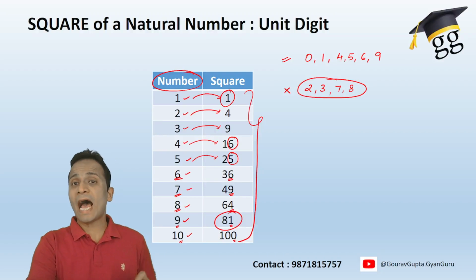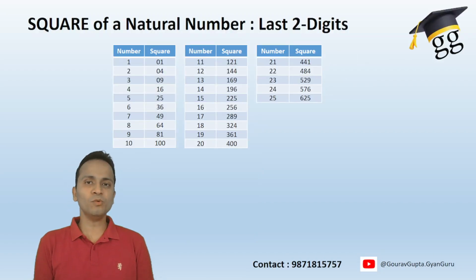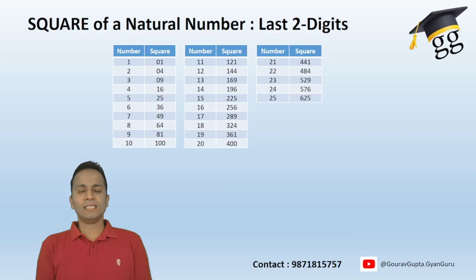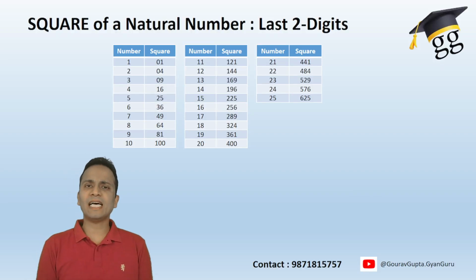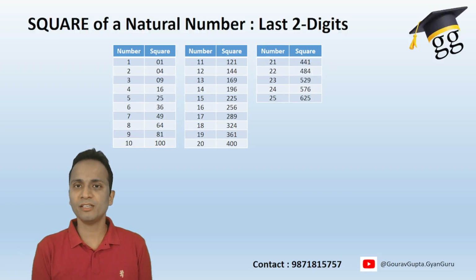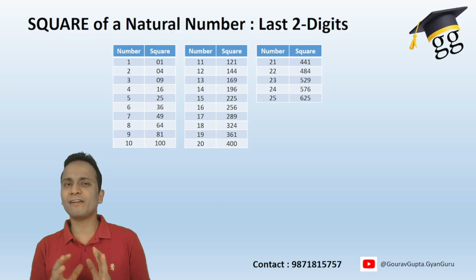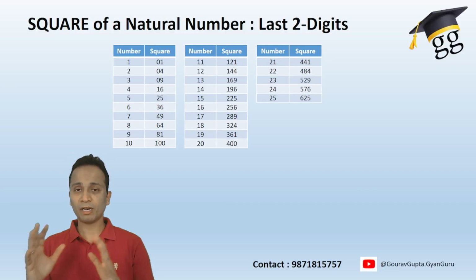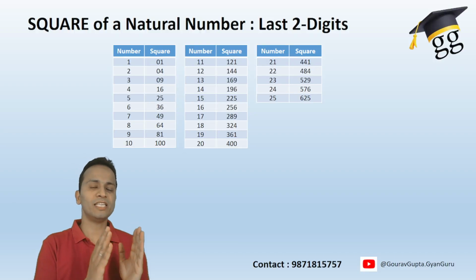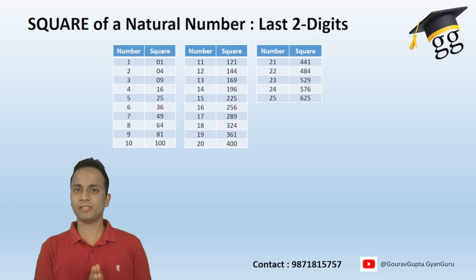Now let's move on and look at the property related to the last two digits of a perfect square. As we have seen that the unit digit shows a certain kind of pattern, so does the last two digits. Now this will be slightly difficult to understand, but you all must focus here. Now I have written the squares of the first 25 natural numbers. Now just focus on the last two digits of these numbers.